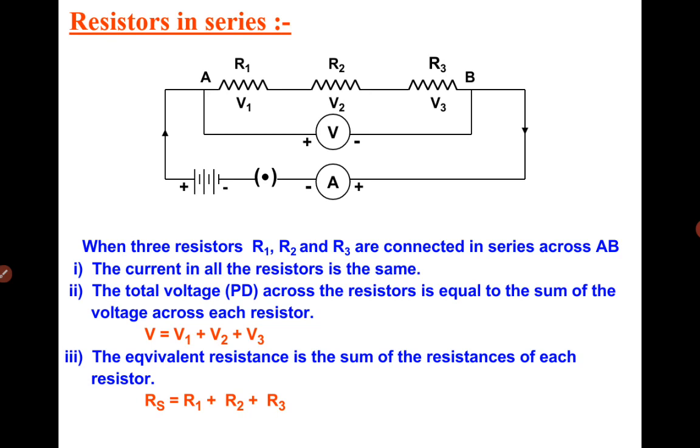I is common on both sides. Therefore, it cancels. Therefore, R is equal to R1 plus R2 plus R3. The effective resistance in series combination is denoted by R suffix S. Therefore, in place of R, we can write Rs. Therefore, Rs is equal to R1 plus R2 plus R3. So, in series combination, the effective resistance is the sum of the individual resistances.